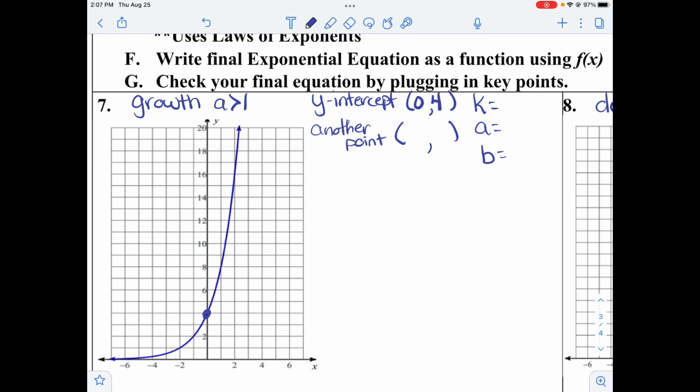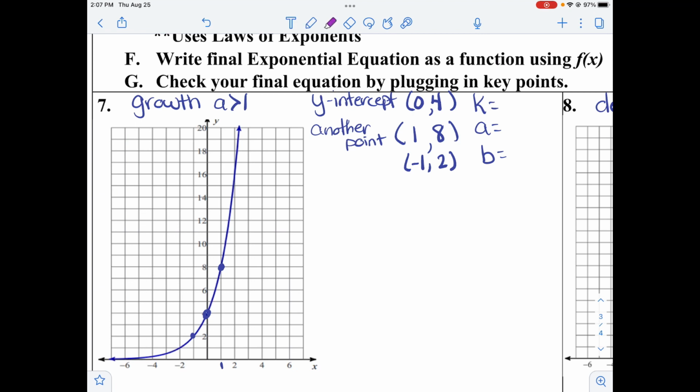I want another point that is preferably when x is 1. So x is 1 right there. When I go up, there's a nice clean point. That is (1, 8). Now, if I can't get that, I can look for a -1. At -1 here, actually, it's not bad. (-1, 2). So there's another point for us.